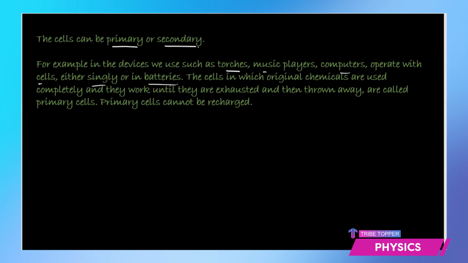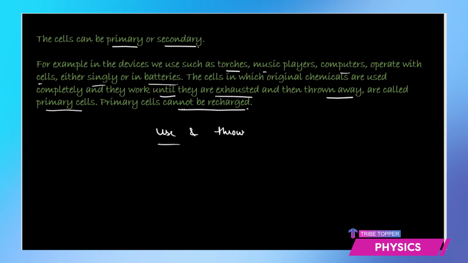The cells in which the original chemicals are used up completely, that means a chemical reaction is going on and all the chemicals are used up, and they provide a potential difference until they are completely exhausted, and after that they're just thrown away, are called primary cells. Those cells cannot be recharged. So these are the use and throw type of cells.